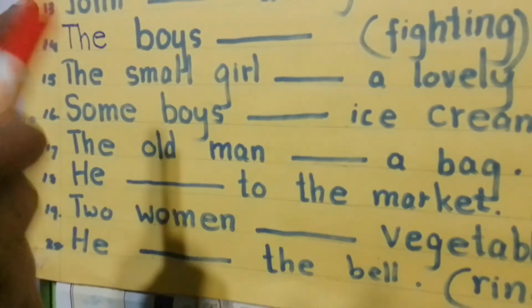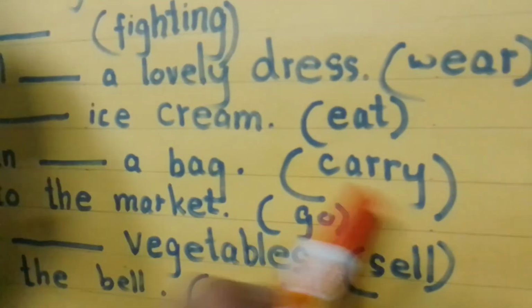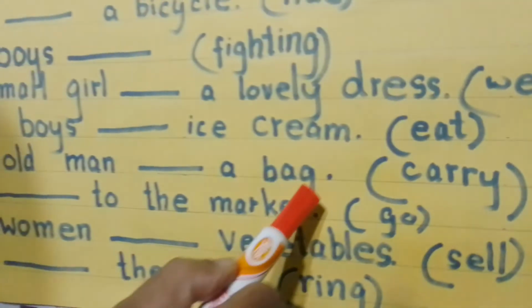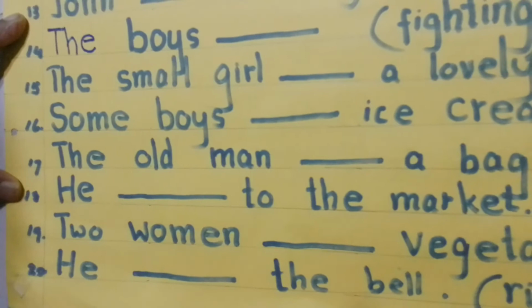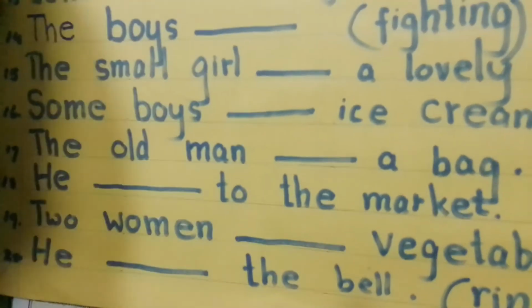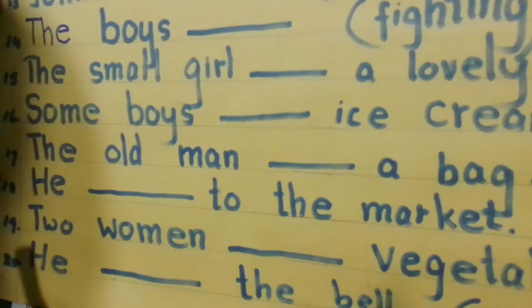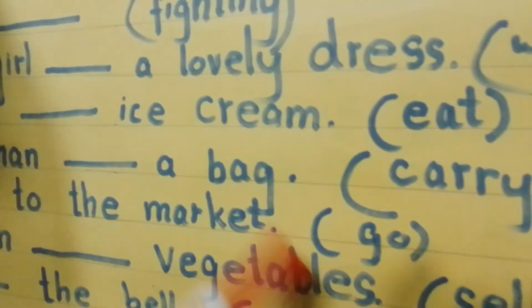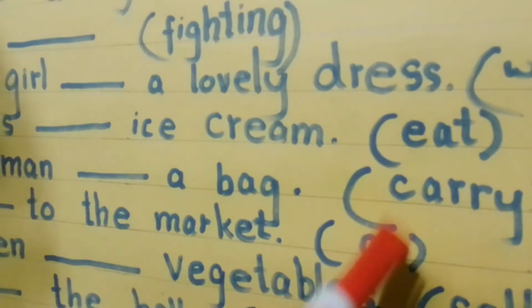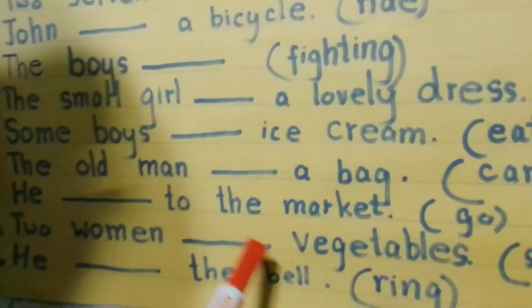Okay, next one. The old man, it is singular. Therefore, you have to use is. The old man is carrying a baby. Next one, he. This is a pronoun. Is it singular or plural? He is singular. Therefore, you have to use the auxiliary verb is. He is. Within brackets they have written the verb go. You have to write it with ing. He is going to the market.